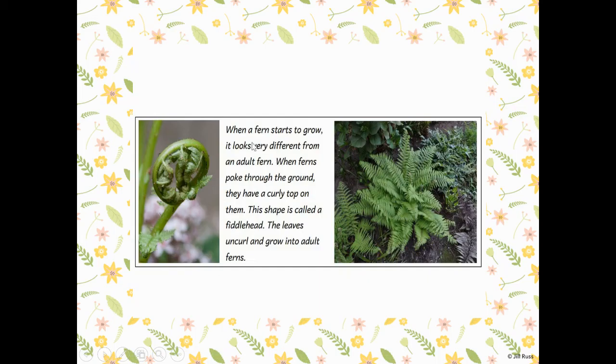So when a fern starts to grow, it looks very different from an adult. Here's a beginning growing, here's an adult. When ferns poke through the ground, they have a curly top on them. This curly top is called a fiddlehead, this shape. And that's one of your questions today. What's a fiddlehead? It's the curly top on the beginning of a fern as it's a baby. These leaves then uncurl and grow into the adult fern.